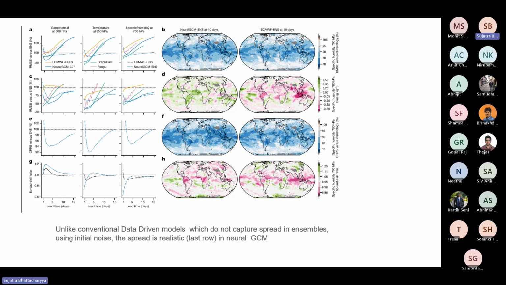And interestingly, the coarsest resolution they have taken is only 0.7 degrees, while ECMWF runs at about 10 kilometers or 6 kilometers for the short range forecast. And I think they also compared it with GraphCast and Pangu, and it's doing much better as compared to GraphCast, and comparable or better than ECMWF.